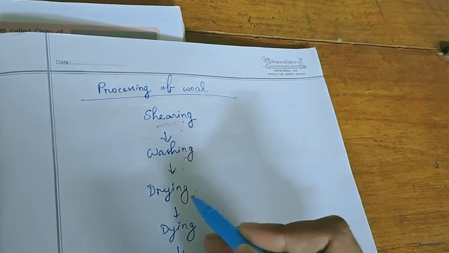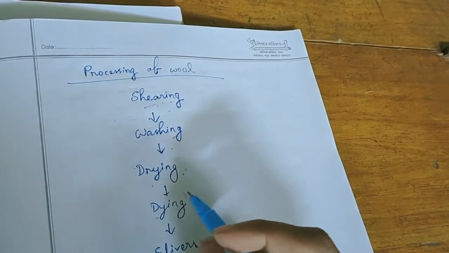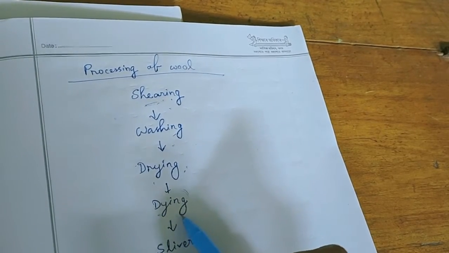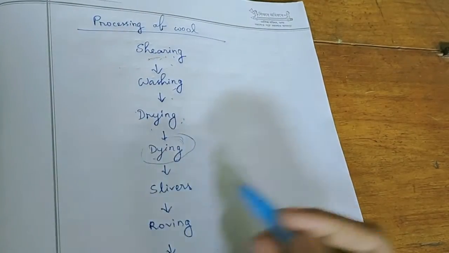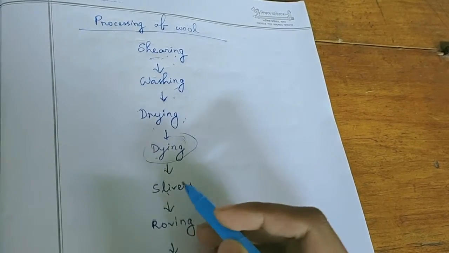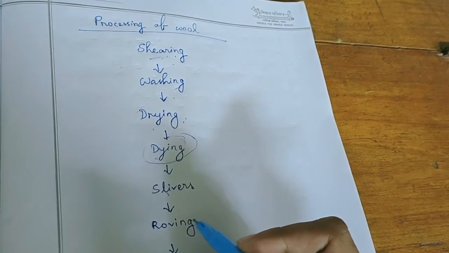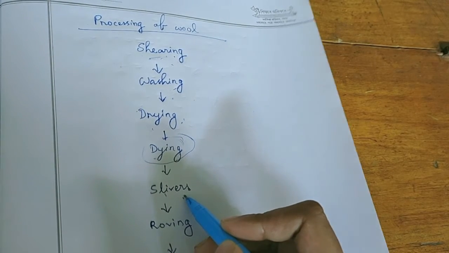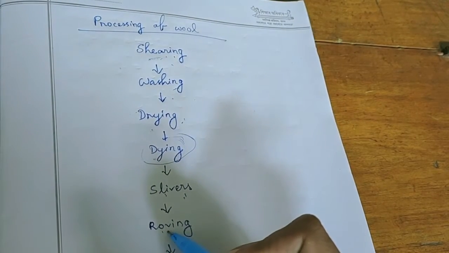Then after the drying process, the next step is dyeing. It means the wool is dyed with different colors. Suppose someone wants to make yellow sweaters, so the wool will be dyed yellow. The next one is slivers. After dyeing, the fibers are rolled over onto one another into fine strands called slivers. Then they are gently twisted into rope-like strands through a process called roving.